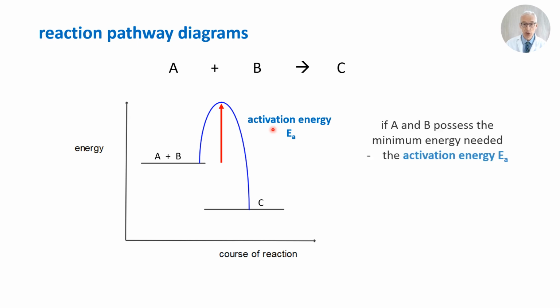If they do have that energy, they're able to progress to form C. If they don't possess that activation energy, they would return to the original states, A and B. So if they possess the activation energy, they can progress over the reaction pathway curve and form product C. The vast majority of collisions between A and B, however, do not possess the activation energy. The vast majority return to form the initial reactants A and B.